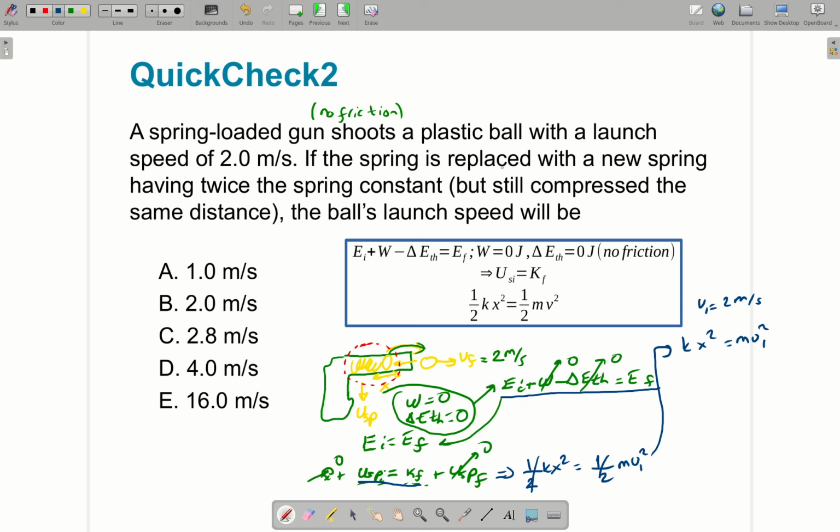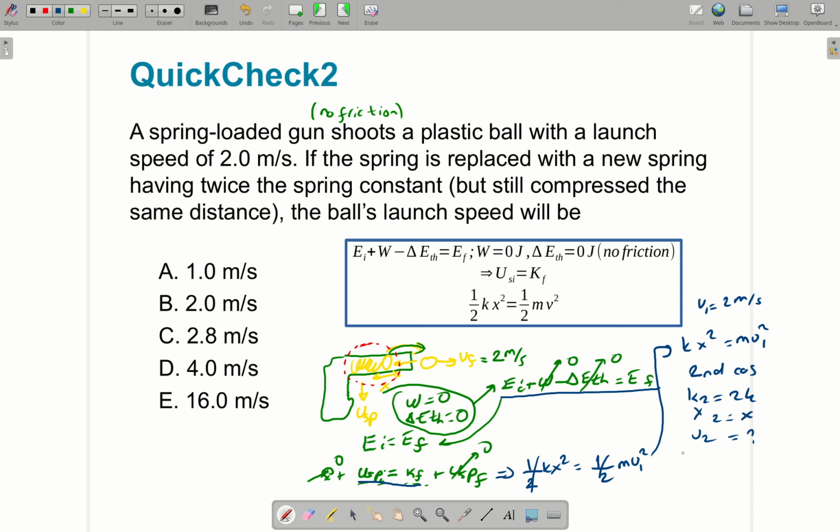If the spring is replaced with a new spring, we're having twice the spring constant. Now I'm changing the spring. Second case, K2 becomes 2K. And the rest is the same, only new spring, I'm still compressing it as an amount of x, and so only K2 becomes 2K. X2 is still x. What would V2 be?